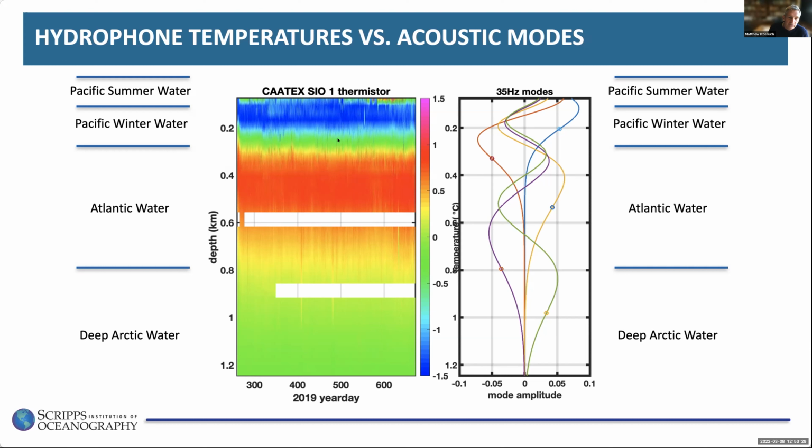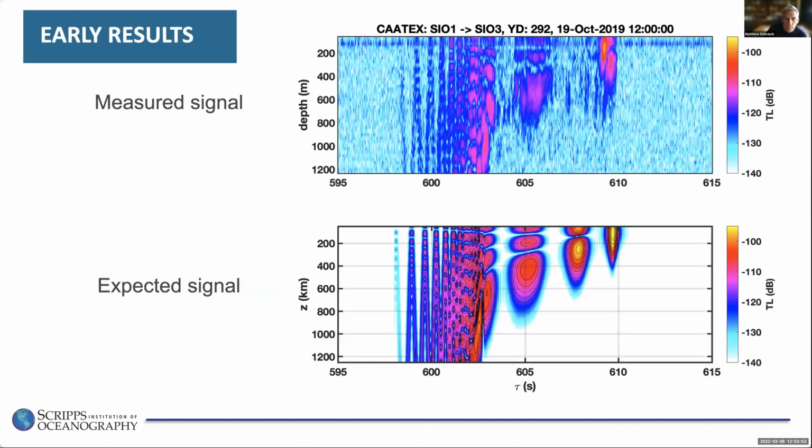Anyway, these layers separate out into what people call water masses. And the acoustic modes are plotted here on the right. So you can see this is why we're interested in measuring these modes, because hopefully, through the magic powers of an inverse problem, it's going to let us take apart this structure and take a look at these different water masses.